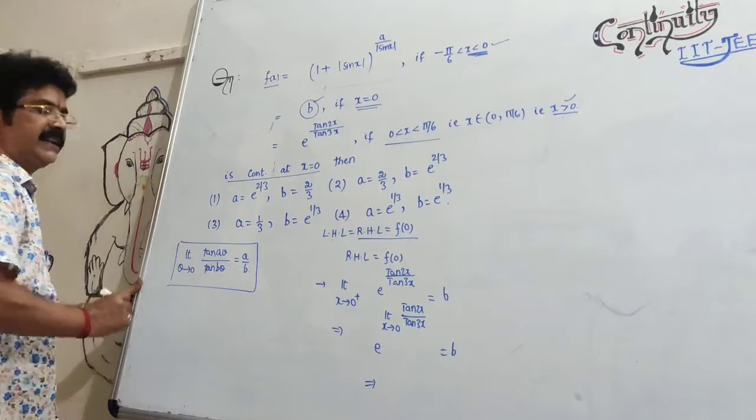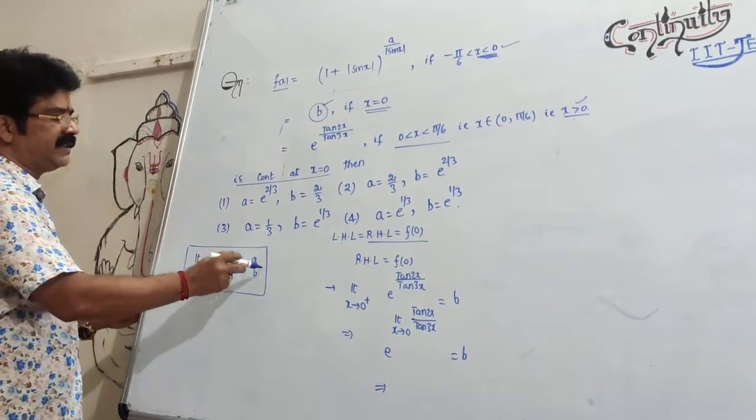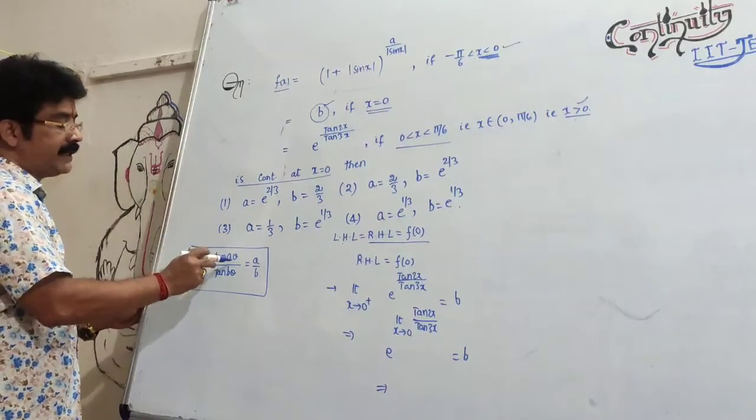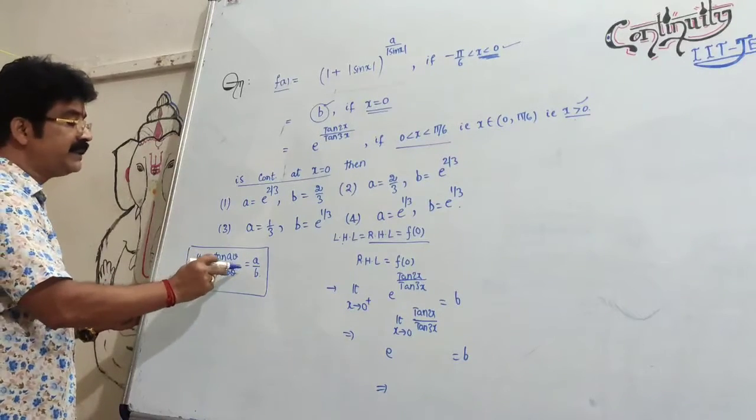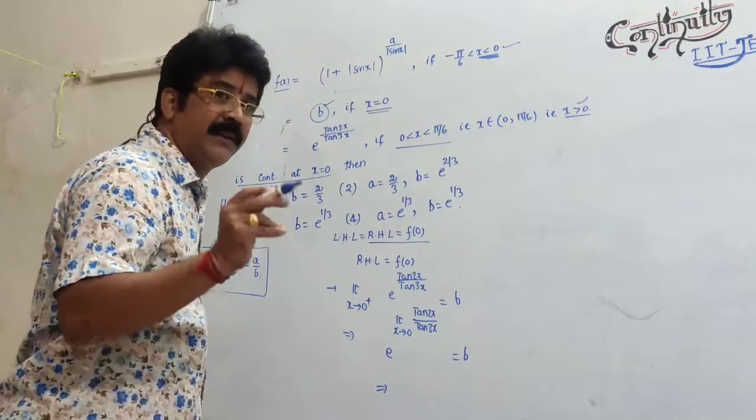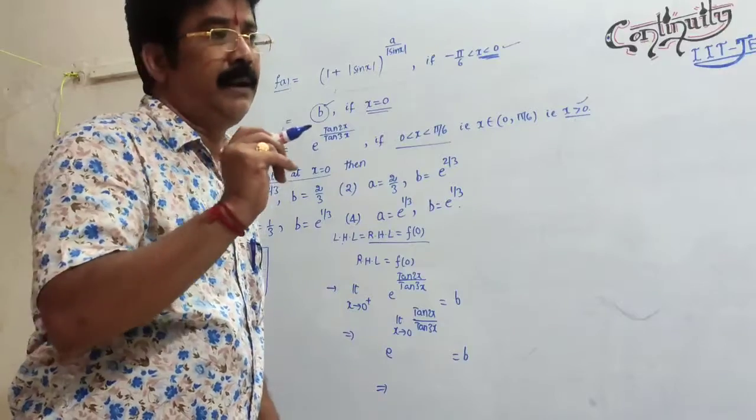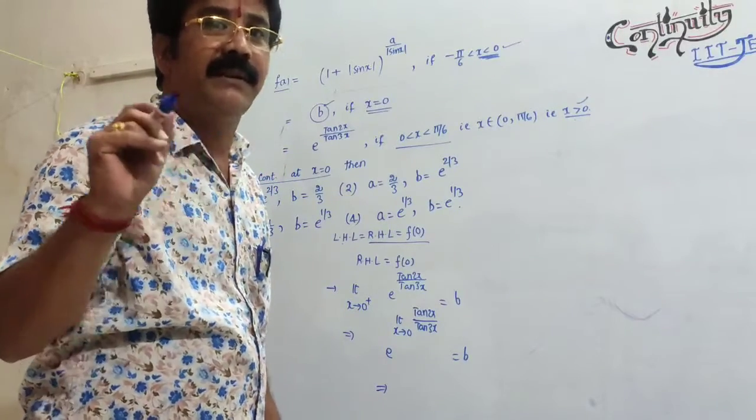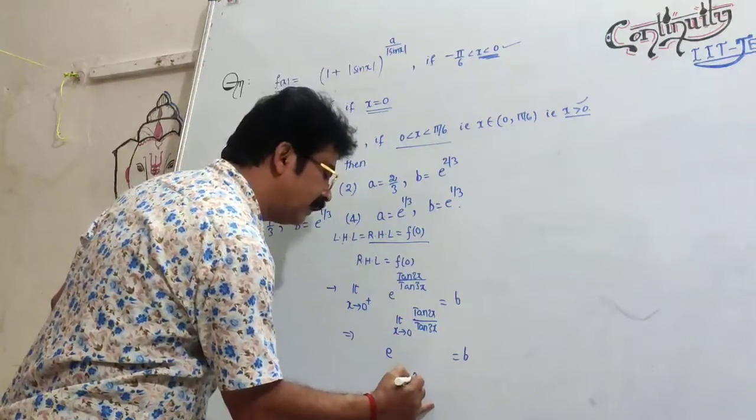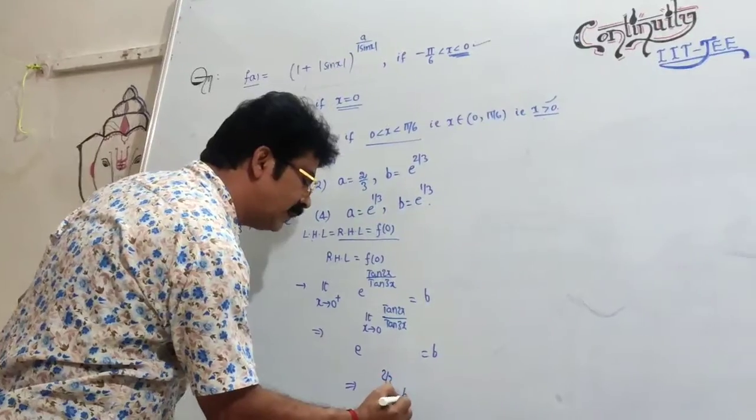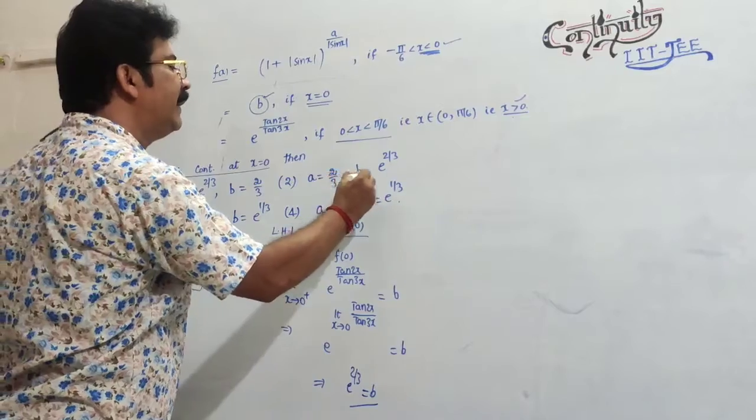Similarly we can establish for sin also. Sin a theta divided by sin b theta is equal to a by b. Sin a theta divided by tan b theta is also a by b. Tan a theta divided by sin b theta is also a by b. Remember, because of the standard forms limit theta tends to 0, sin theta by theta equal to 1, and limit theta tends to 0, tan theta by theta equal to 1. So therefore it is e power 2 by 3, that is equal to b. B is equal to e power 2 by 3.